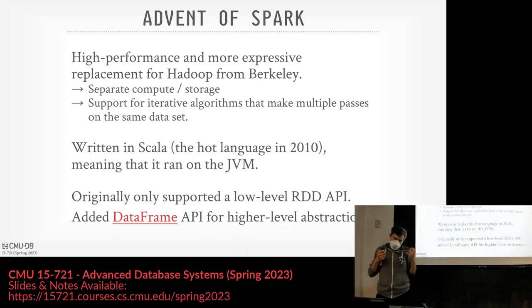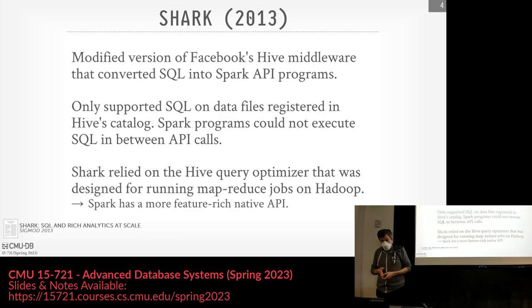So people like Spark. It started getting some traction. And of course, when people start having a lot of data and they want to do analytics on it, and you're not providing SQL, what are people going to ask for? SQL. The first version of supporting SQL in Spark was this thing called Shark, which was a fork of Facebook's Hive middleware, which was designed to take SQL queries, convert them to Hadoop MapReduce jobs, and then run them in the cluster. So the basic idea was, instead of producing Hadoop jobs, we'll take SQL and have Hive produce Spark jobs, right?